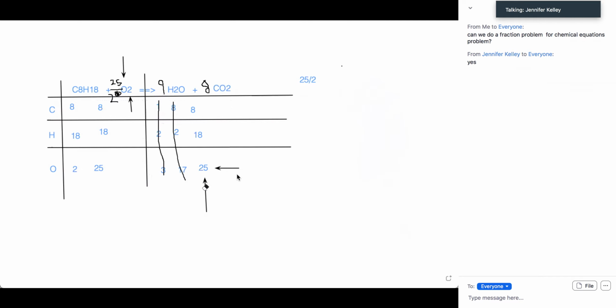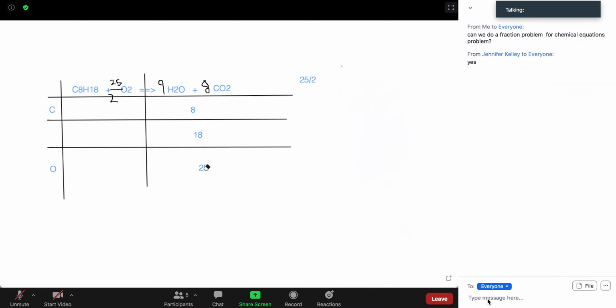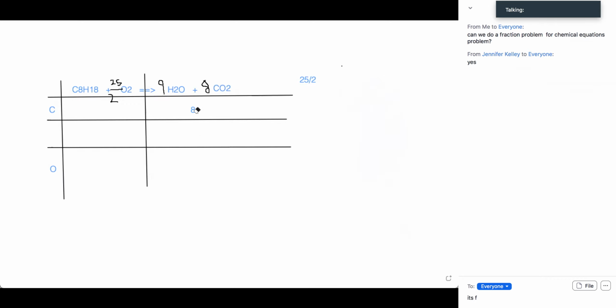So looking at this, I'll get rid of this here. Okay, so looking at this, what do you see that's a problem? The 2 behind the oxygen. Yeah. So we've got a problem because we've got a fraction now. We can't have a fraction.